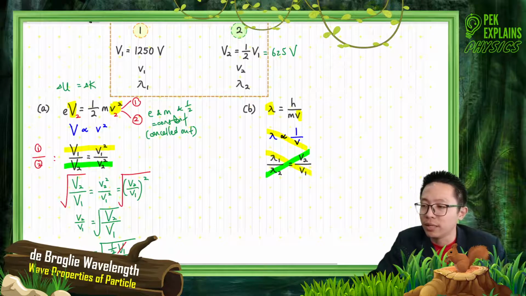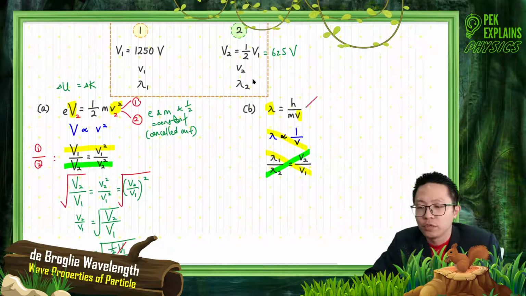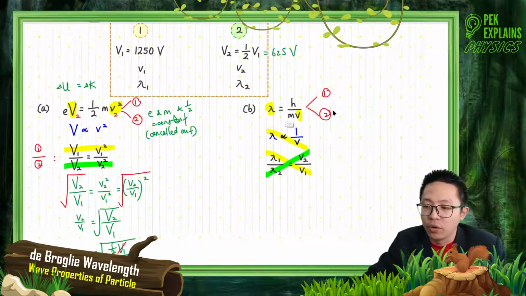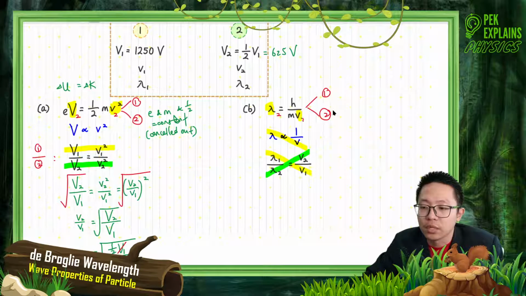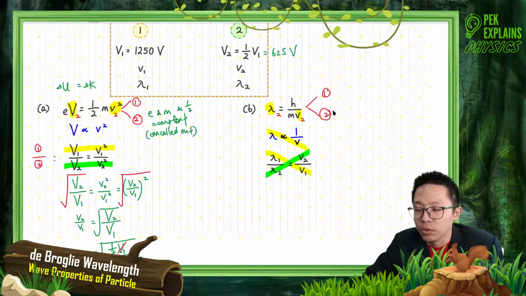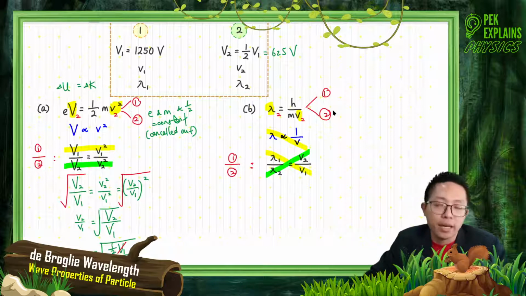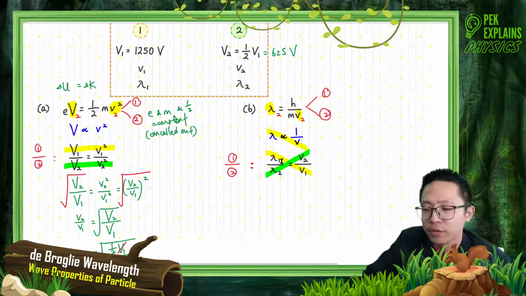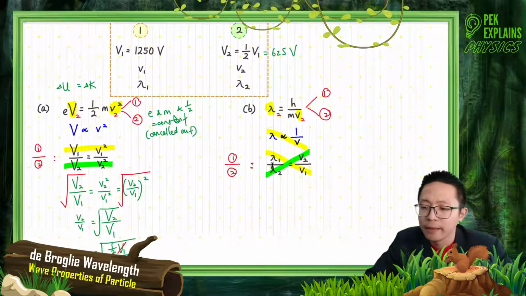I form equation 1 and equation 2. For equation 1, I put this as lambda 1, this as v1. And for equation 2, I put this as lambda 2, this as velocity 2. And then I take equation 1 divide by equation 2, and this is what I get. Understand? I just use a simpler way to get it. I no need to divide and cancel so many things. So I got this formula.